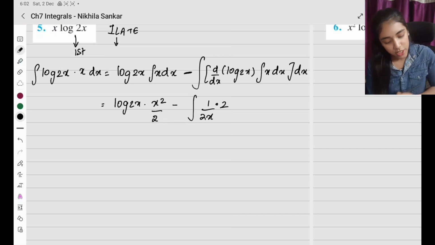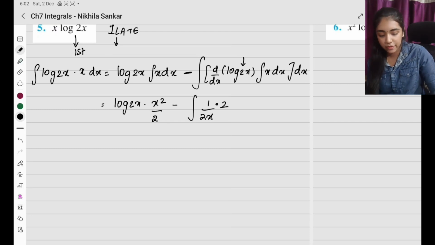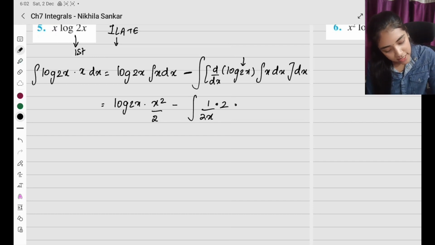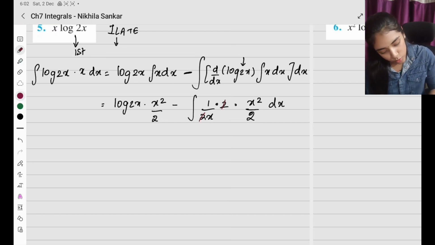But remember, the coefficient of x is going to be 2. So you have to multiply by 2. Differentiation la multiply by 2. Integration la divide by 2. Okay. Times integral of x dx is going to be x square divided by 2 times dx. So what gets cancelled? 2 and the 2 gets cancelled.